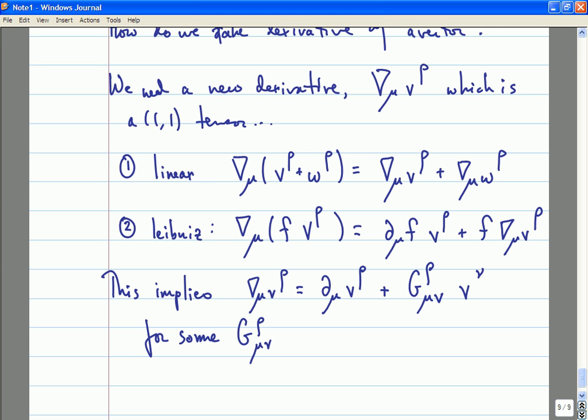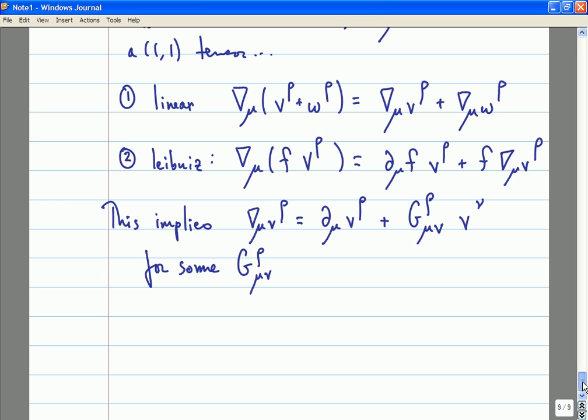Okay, so what is g rho mu nu? Well, the salient property of g rho mu nu is that it's whatever it has to be in order to make the covariant derivative of a vector a 1,1 tensor. Remember that the partial derivatives of v do not transform as a tensor. They pick up some awkward second derivative term, which prevents that from being a tensor. So whatever g rho mu nu is, it has to pick up an analogous awkward term under a coordinate transformation to cancel that and make the whole business a tensor. So let's figure that out explicitly.